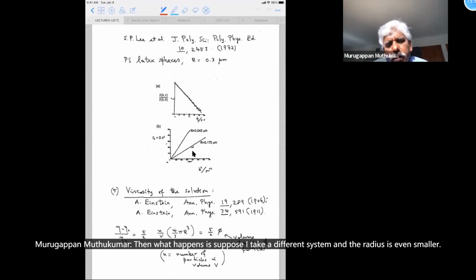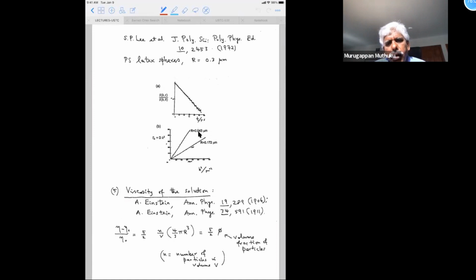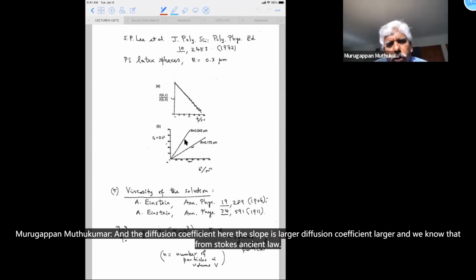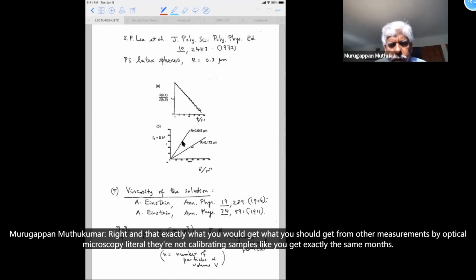Then suppose I take a different system, and the radius is even smaller, 0.043 micron. Suppose I take a smaller particle. Again, I get a straight line going through the origin, and the slope here is larger, the diffusion coefficient is larger. And we know that from the Stokes-Einstein law: D is kT over 6 pi eta naught r, where r is the radius. When r is small, the diffusion coefficient is larger. And if you get those values, they're exactly what you should get from other measurements by optical microscopy.